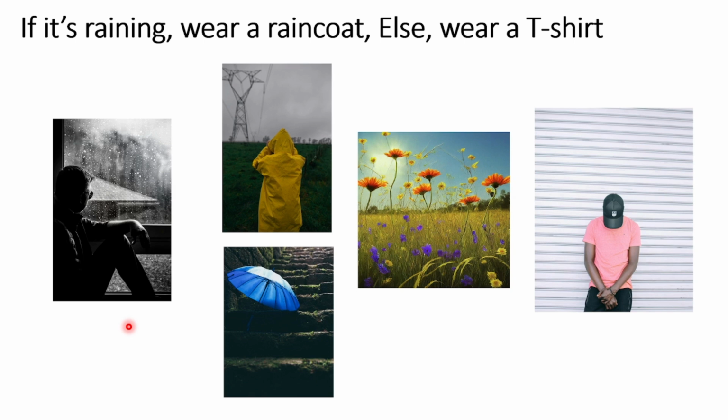If it is raining, we can wear a raincoat or we can take an umbrella. According to the climatic condition, and according to your choice as well, you can take an umbrella or a raincoat. So it depends on you. There are multiple options to protect yourself from the rain. Else, if there is no rain, you can just wear a t-shirt.